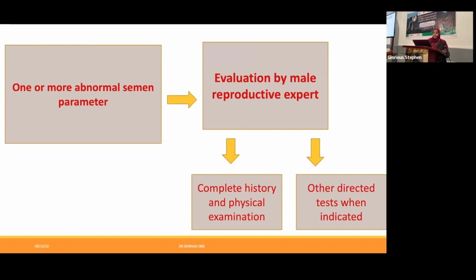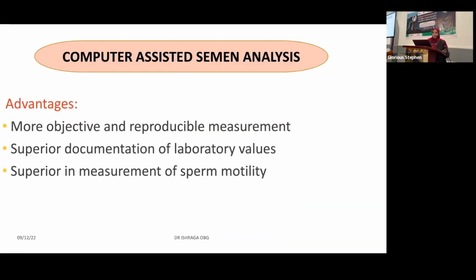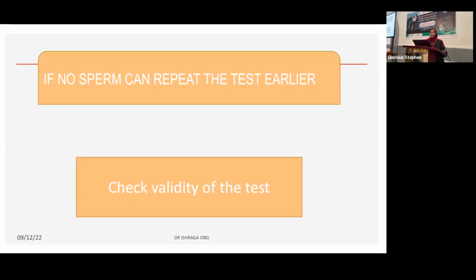Computer-assisted semen analysis has the advantage of being a more objective and reproducible measurement, with superior documentation of laboratory values, and it is superior in measurement of sperm motility. If no sperm is seen, we repeat the test earlier, and we have to check the validity of the test.